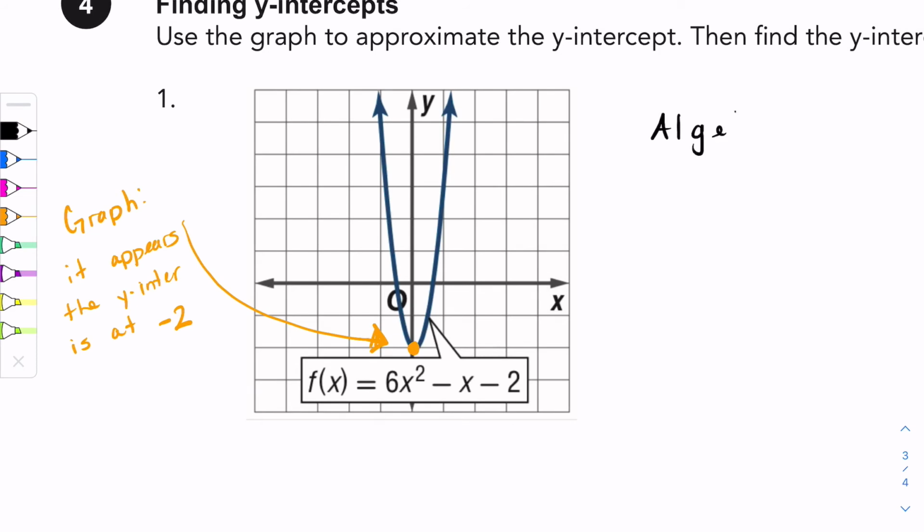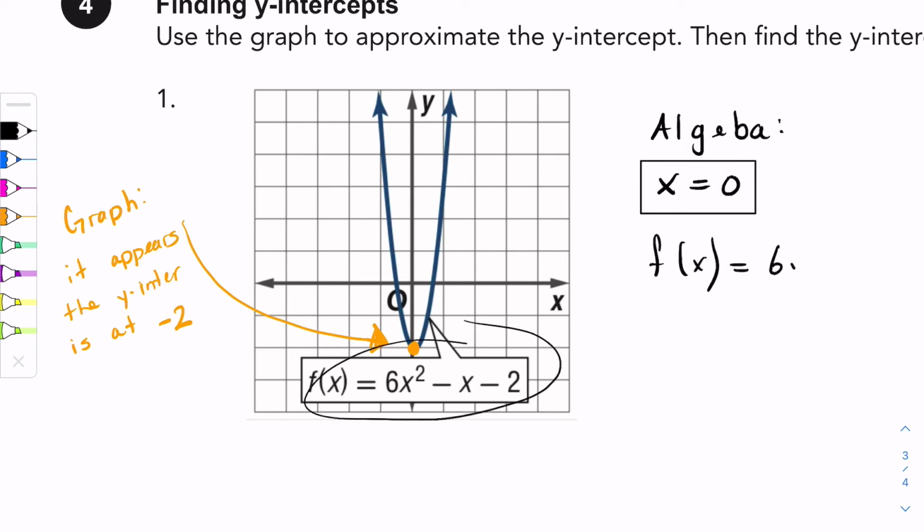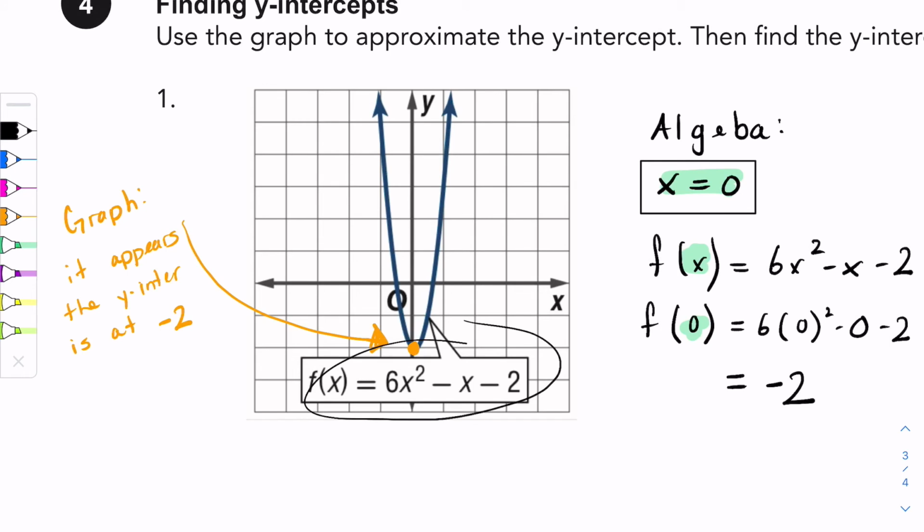Then the directions say to use algebra to calculate the y-intercept. To calculate the y-intercept, you need to use the fact that x equals 0. I have my function, f of x is equal to 6x squared minus x minus 2. Substituting 0 in for x, I have 6 times 0 squared minus 0 minus 2. This is equal to -2.